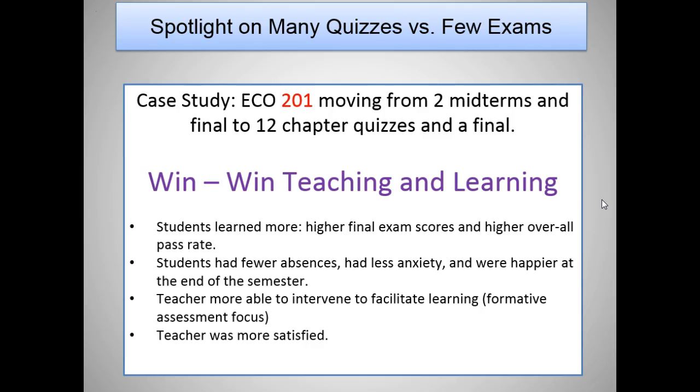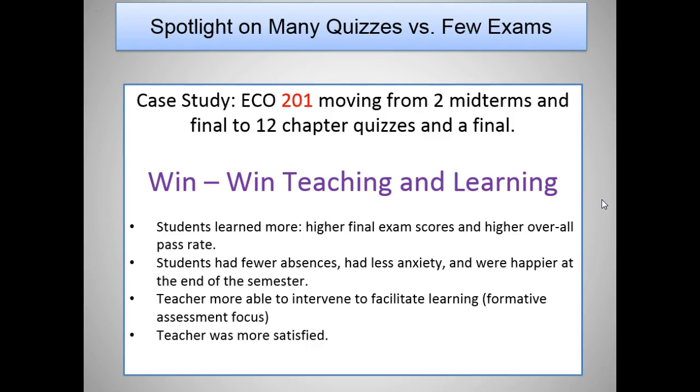Students learned more. I could stop there. I mean, after all, that's probably what we want. They had higher final exam scores, compared to when students had 2 midterms. The students who did 12 quizzes and the final ended up doing better on the final than the students who only had 2 midterms. And they had a higher overall pass rate in the class. They stayed in the class longer, and they actually did better in the class. They had fewer absences. They were more likely to come to class, and this is one of the main things that Ariely wanted to do.